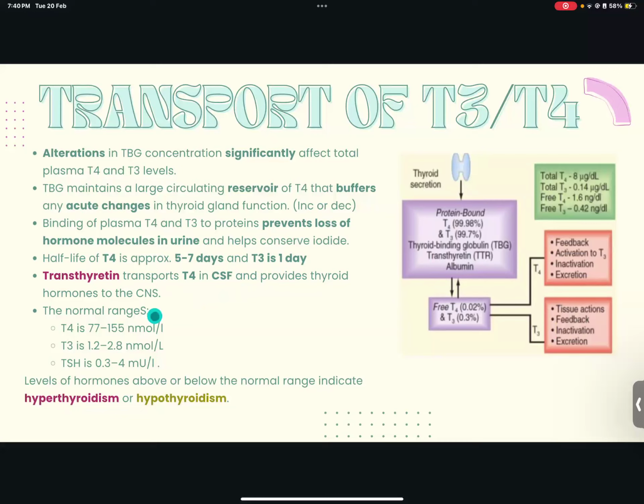Now, it's also important to note the normal ranges. I'm not sure if you're required to know these or not, but T4 is between 77 to 155, and T3 is between 1.2 to 2.8, and TSH is between 0.2 to 4. Now, if there are levels of hormones that are above or below the normal range, this is going to indicate a problem with the thyroid, either hyperthyroidism if the levels of T3 and T4 are higher, or hypothyroidism if the levels of T3 and T4 are lower.